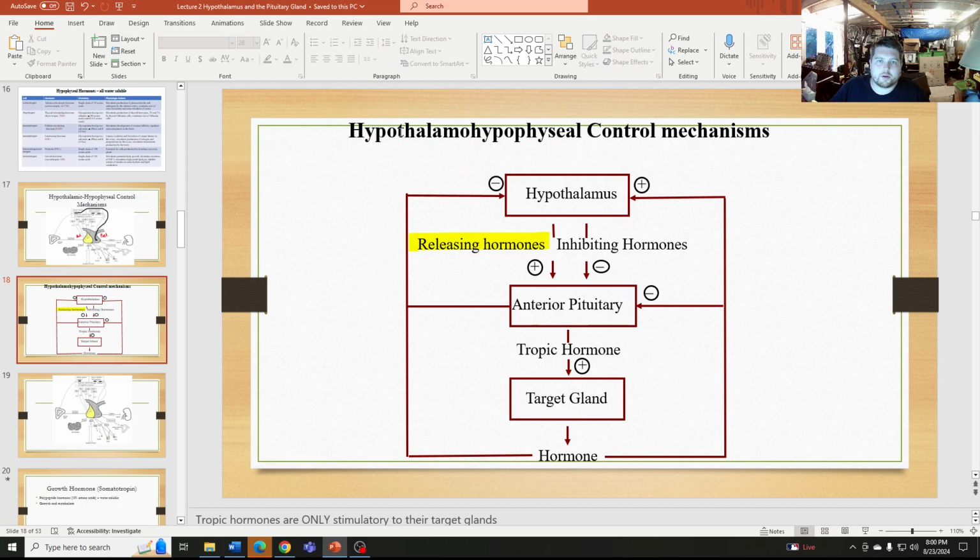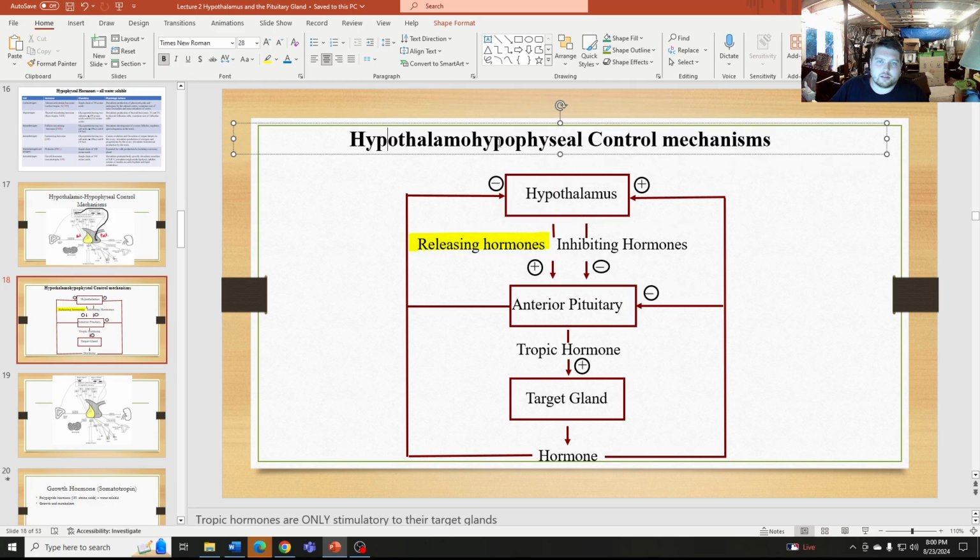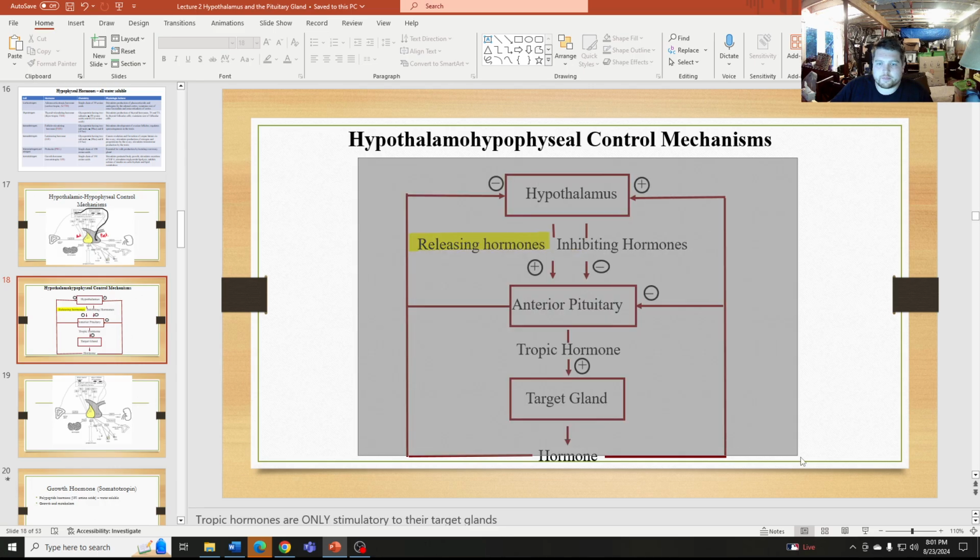This says hypothalamo-hypophyseal control mechanism. So hypothalamus, pituitary gland, control mechanisms. This is the general structure, and I have all these available at the very end of the PowerPoint for you to look at. This is the big money of, hey, this is what we want to understand, okay?